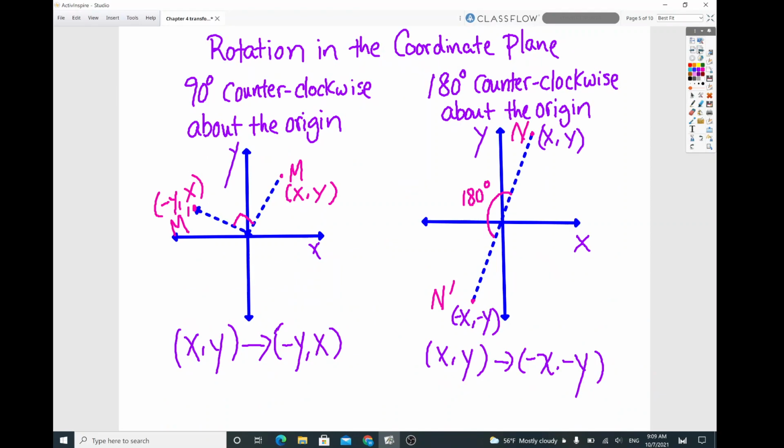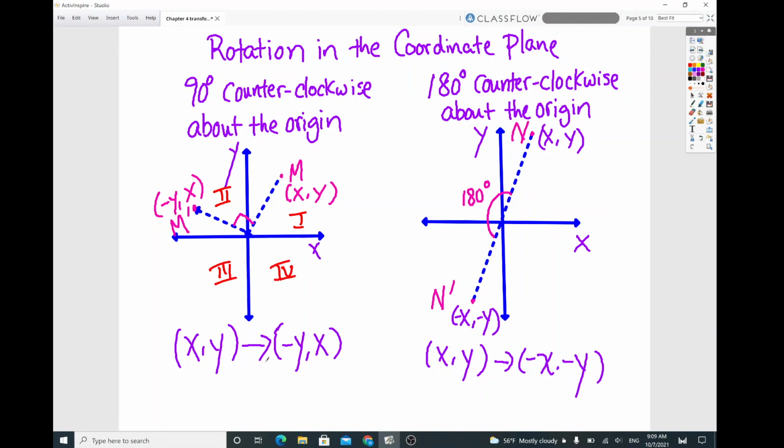Another type of transformation is rotation. So rotation in the coordinate plane, two basic rotations. Normally we go by counterclockwise about the origin. You might be wondering, why do we go by counterclockwise? Because of the quadrant numbers: first quadrant, second quadrant, the third, and the fourth. So this one is always going counterclockwise.